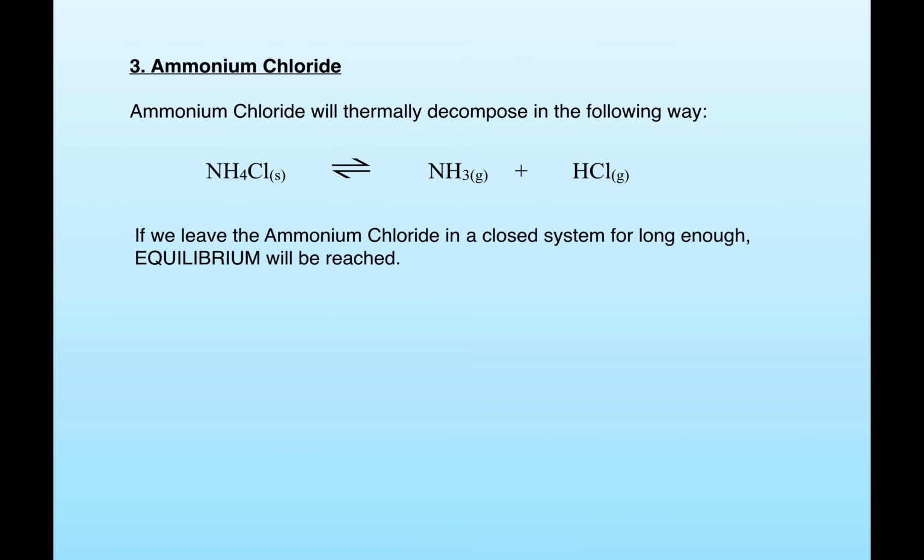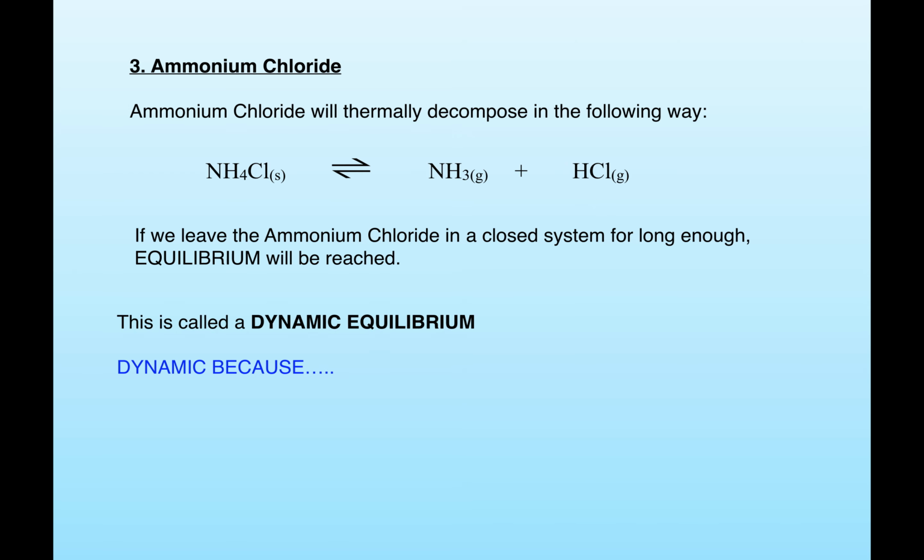Ammonium chloride, this is another reaction just to show you how this equilibrium reaction system works. If we heat ammonium chloride, which is a solid, it thermally decomposes. It comes apart to give ammonia gas and hydrogen chloride gas. Hydrogen chloride gas, you know this formula from when we talk about acids. When it dissolves in water it forms an acid, but it's really a covalent molecule. If we leave the ammonium chloride in a closed system, equilibrium is reached. So all of these things exist at the same time.